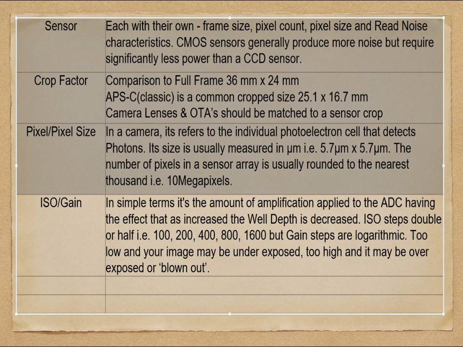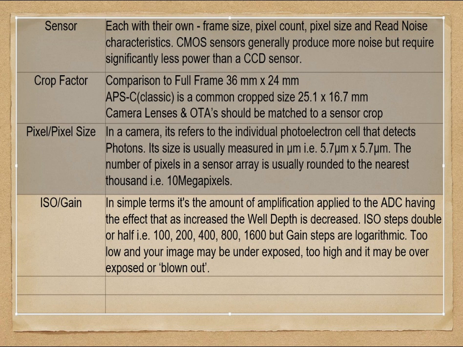ISO or gain, in very simple terms, is the amount of amplification applied to the ADC, having the effect that as it is increased, the well depth is decreased. ISO steps double or halve, i.e. 100, 200, 400, 800, 1600, but gain steps are logarithmic.